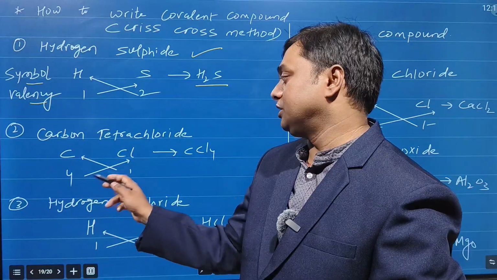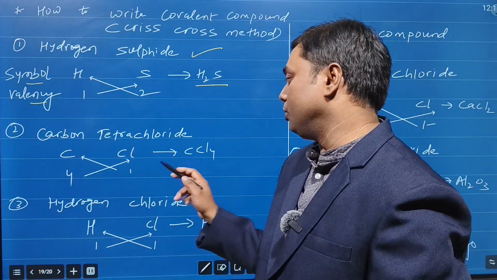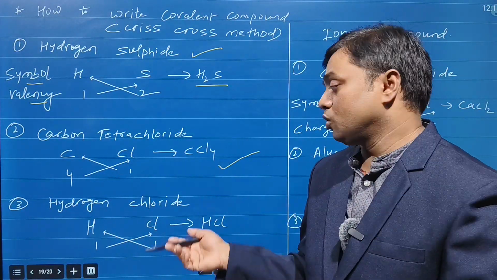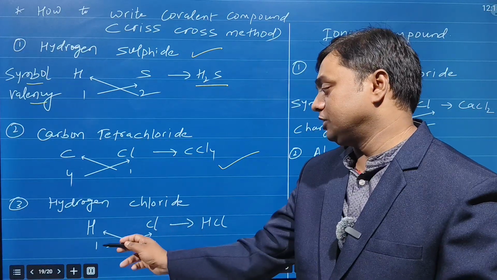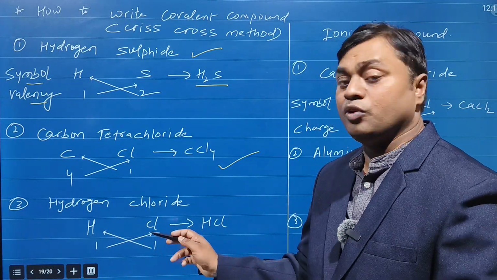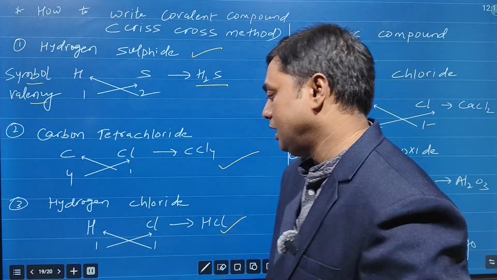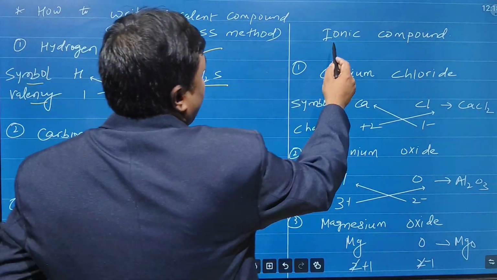Next, carbon tetrachloride, CCl4. Carbon valency is 4, chlorine is 1. So 1 will move here, 4 will move here. So CCl4. Hydrogen chloride: hydrogen H, chloride Cl. Valency 1, valency 1, so 1, 1 will go. 1 generally we do not write, so HCl. Am I clear?